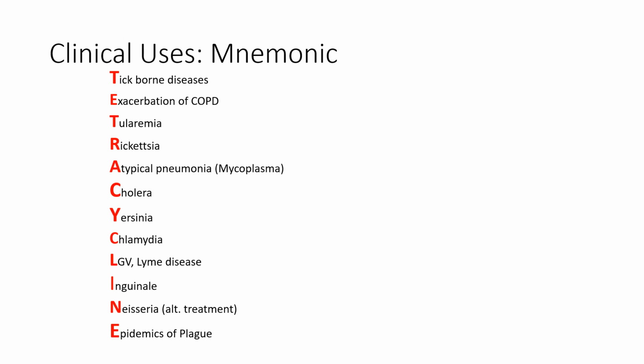To help you in understanding the tetracyclines and the diseases associated with them, I have made a mnemonic. In the word tetracycline, each letter stands for a disease it is used to treat. T for tick-borne diseases, E for exacerbation of COPD, T for tularemia, R for rickettsia, A for atypical pneumonia, C for cholera, Y for Yersinia, C for chlamydia, L for LGV and Lyme disease, I for granuloma inguinale, N for Neisseria, used as alternate treatment, and E for the epidemics of plague. This can be easily remembered.